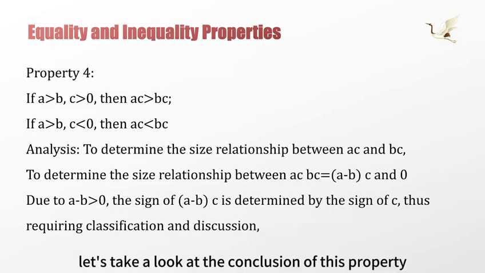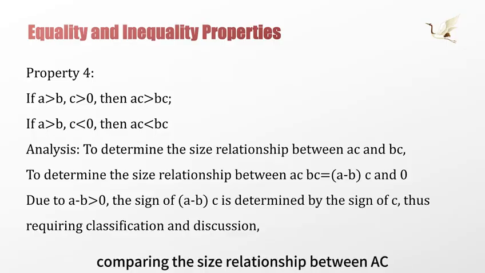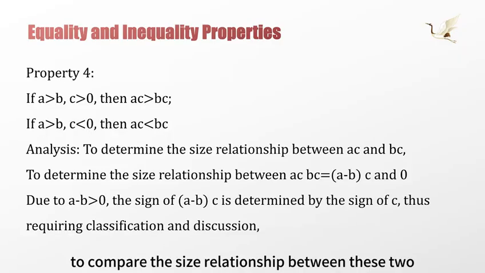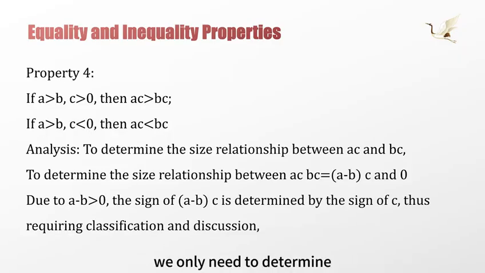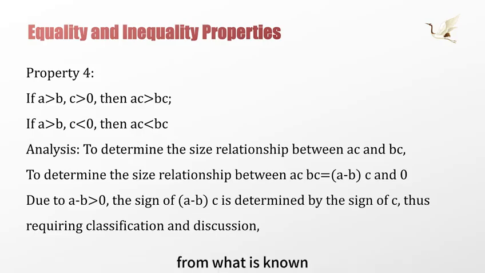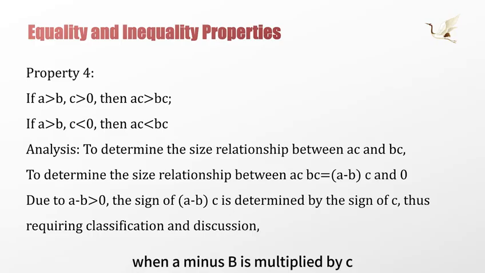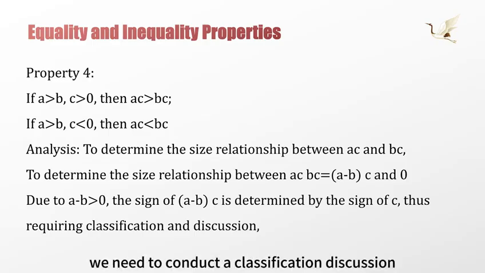Let's take a look at the conclusion of this property, which is actually comparing the size relationship between ac and bc. To compare the size relationship between these two, we only need to determine the difference between ac and bc, that is, the relationship between a minus b multiplied by c and 0. From what is known, we can know that a minus b is greater than 0. When a minus b is multiplied by c, its sign is determined by the sign of c. Therefore, we need to conduct a classification discussion.